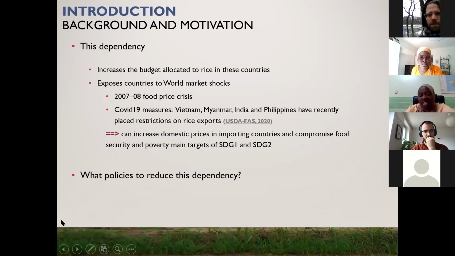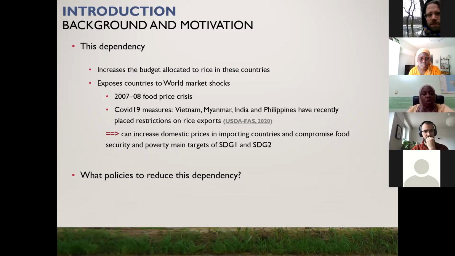This dependency has many consequences. For example, it increases our budget allocated to rice. It also exposes countries like ours to market shocks. For example, in the 2008 food crisis, we had many riots here because we had a shortage of rice, with people going outside and many problems for our government. Also, in this context of COVID-19, many exporting countries are placing restrictions on rice exports, and this can create a shortage in the supply for importing countries. This can also increase the domestic prices in importing countries.